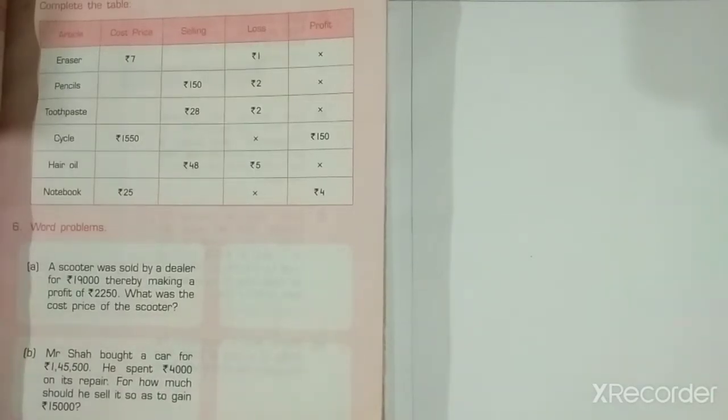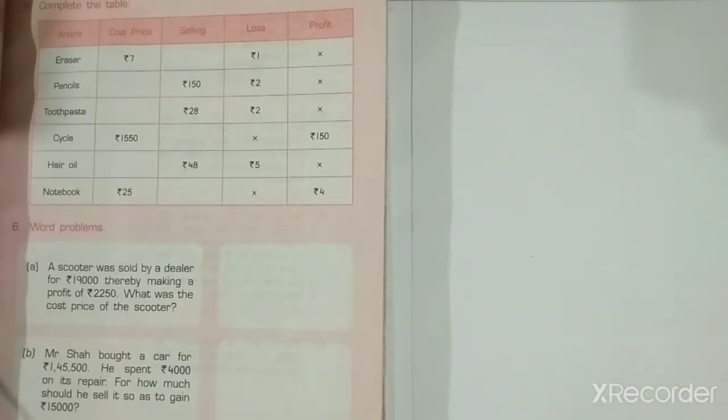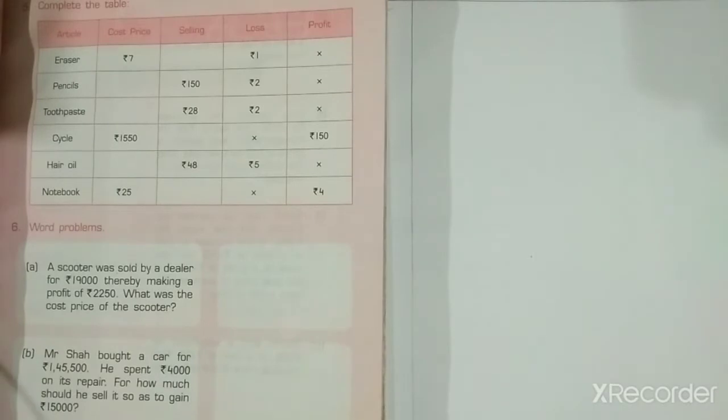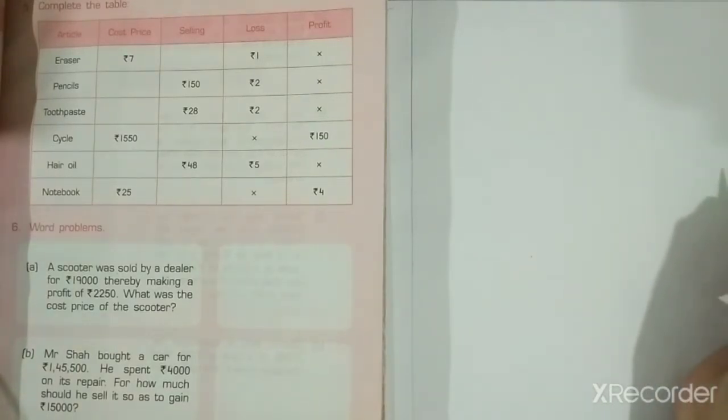Hi everyone, today we can go on with question number 5 from money. In the previous class, we have already discussed what is selling price, what is cost price, and if the selling price is greater, we have a gain, and if the cost price is greater, we have loss, which means the gain is selling price minus cost price, and the loss is cost price minus selling price. So here in question number 5, we are going to complete the table. I am just going to use my pencil, but you have to copy it down on your exercise book.